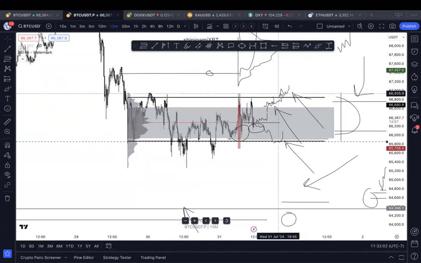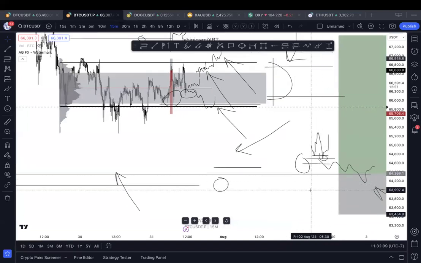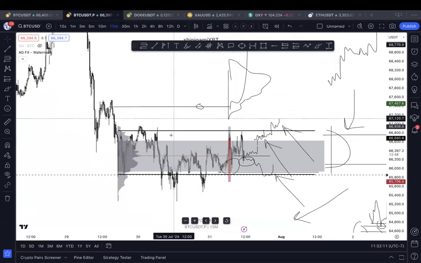Again, the only longs I'm looking for is a slow grind around here or a reclaim of this low here, or this level right here, the NPOC level.